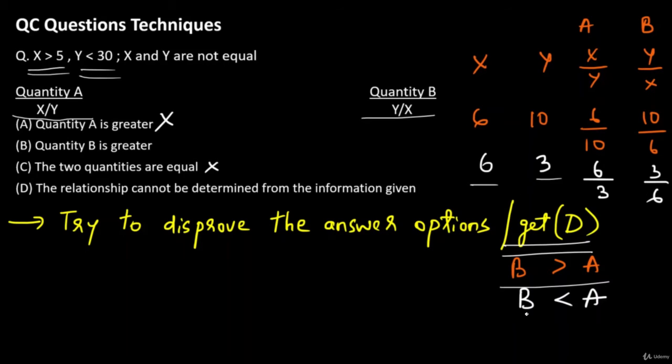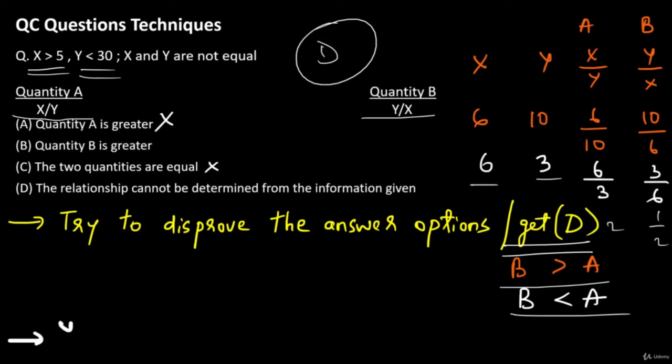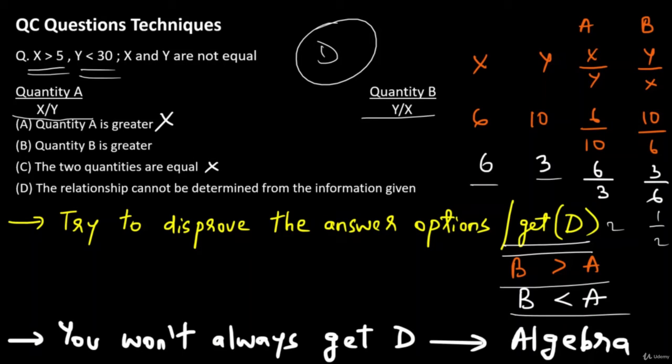Now in this case, B is less than A, right? B is just 1 by 2 and A is 2. So B is less than A, and therefore the correct answer to this question is option D. Now remember, you won't always get answer option D trying plugging in numbers. In that case, either you can try another approach, maybe algebra, or if you're short on time, do your guess and move on. All right, now let's do some more questions where we practice plugging in numbers.